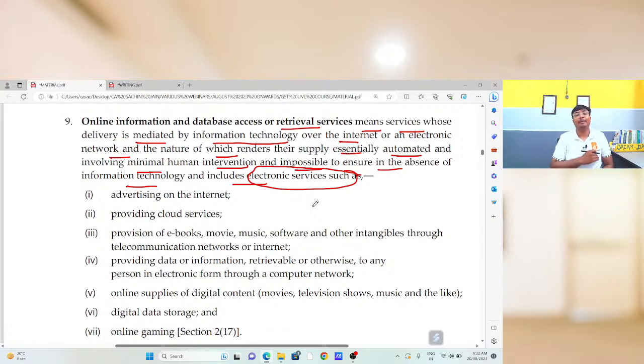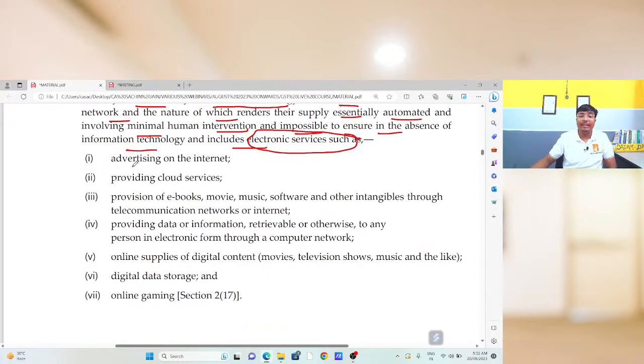There are certain examples regarding those services, like advertising on the internet, providing cloud services, provision of ebooks, movies, music, software, providing data and information, online supply of digital content, data, digital storage, and online gaming. All these types of services are covered under the definition of online information database access and retrieval services, OIDAR. Okay, so the concept of OIDAR is clear.